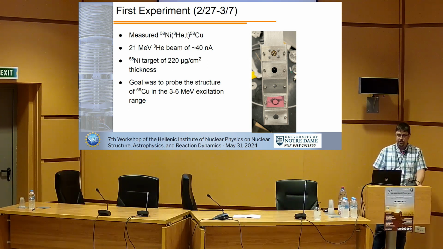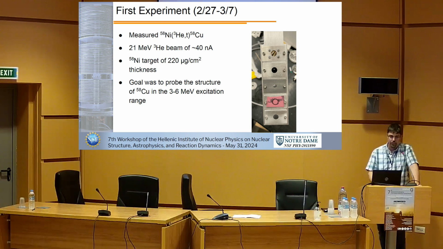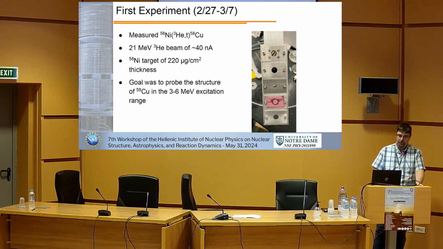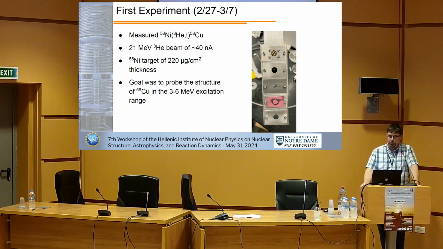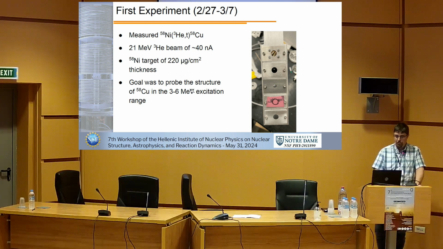This measurement we tried to do is the first measurement we've done on the InGen, and was done back in February. We had a 21 MeV beam of helium-3, about 40 particle nanoamps. We bombarded an isotopically enriched nickel-58 target. And our goal, again, was to probe the structure of copper-58 in this region.